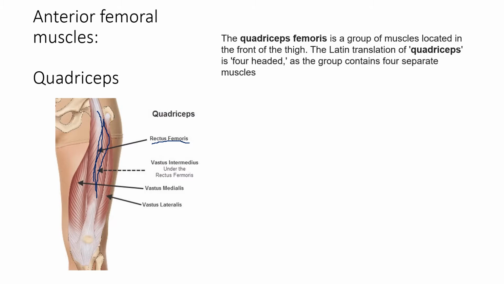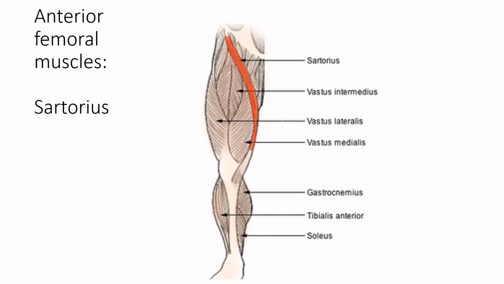All right. So quadriceps are a group of muscles located in the front of the thigh. The Latin translation of quadriceps is four-headed, as the group contains four separate muscles. Four separate muscles there. You see here, 1, 2, 3, 4. Again, anterior. Again, femoral muscles. It's anterior again, the front. Gastrocnemius, that's in the back there, but the anterior. All right, sartorius. I think I mentioned that earlier.